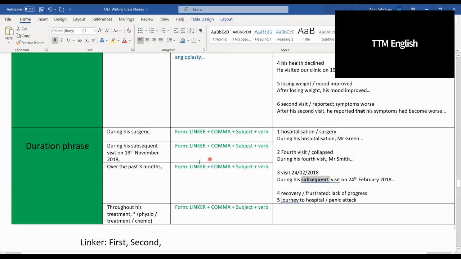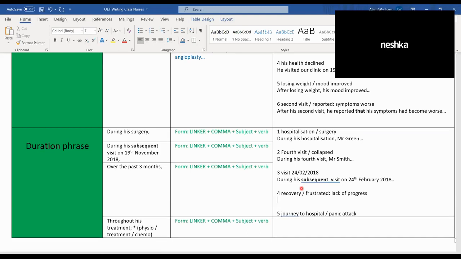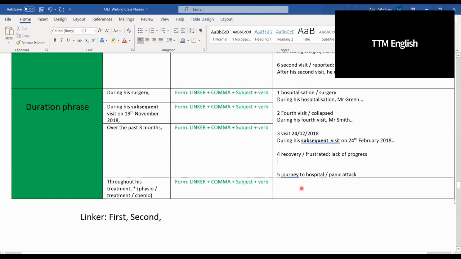So I'm adding that in. So it means he has more than one visit. To be honest, it's just not necessary to put it in. It's already clear, but it just sounds good. It means like doing a subsequent visit. Yeah, it's like the one after.